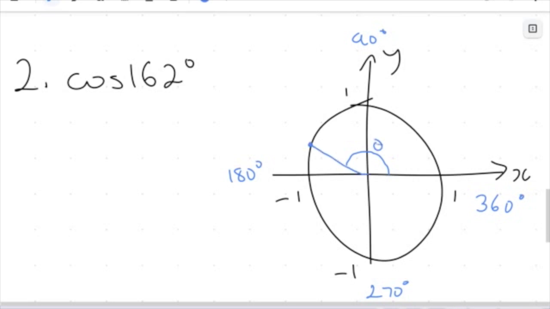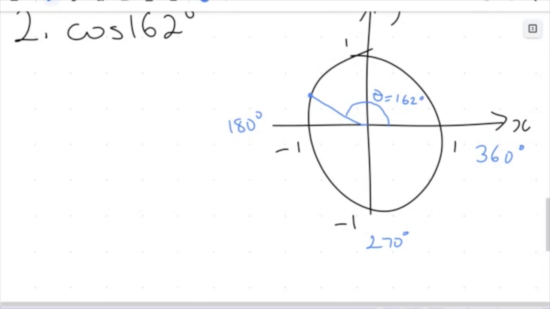So my theta here is 162 degrees. And I'm going to make a right angle triangle here. My mission here is to find my reference angle, this one in here. So let's write that in another color. I'm trying to find this guy down here. This is my reference angle.